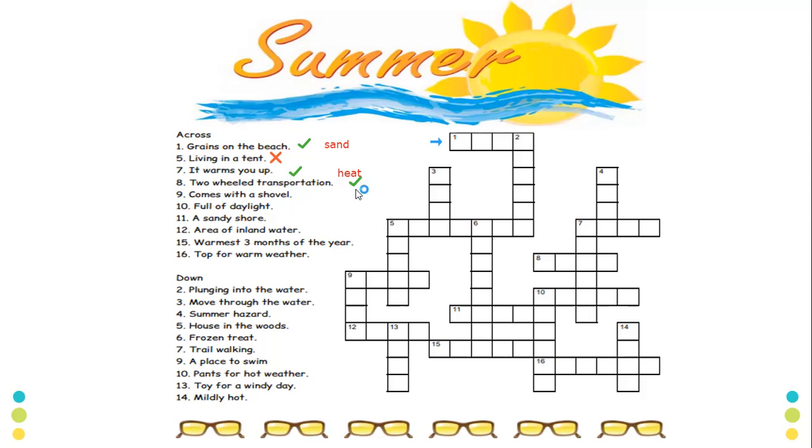Okay. Number 9. It comes with a shovel. Do you know what a shovel is? Yes, I know. It's like a partner with the shovel. When you go to the beach, you have a shovel, right? For kids. It's a partner, a pair. When you buy a shovel, there is a partner for that. So what is this called?